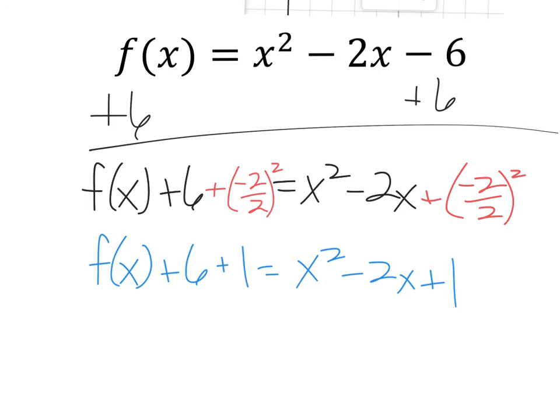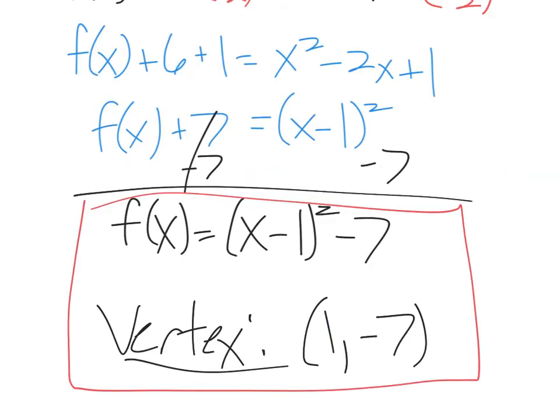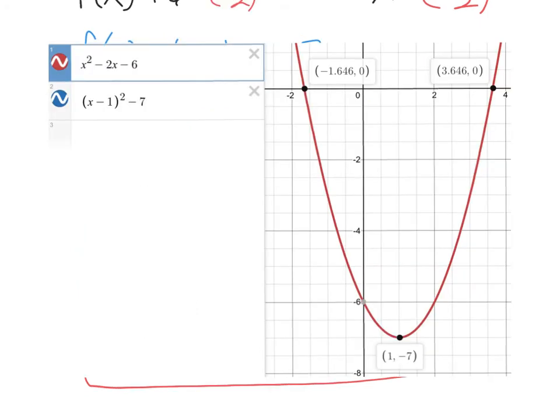So I'm going to turn this into factored form now. And so since negative 2 divided by 2 is negative 1, I'm going to write x minus 1 squared. And then that's going to equal f of x plus 7, because that's what 6 plus 1 is. And then all we have to do is minus the 7 over to the other side. And once we've done that, we have it in vertex form. And then if I ask you to identify the vertex, just flip the sign on the inside, keep the sign the same on the outside, and there you go. And remember to check your work by graphing.